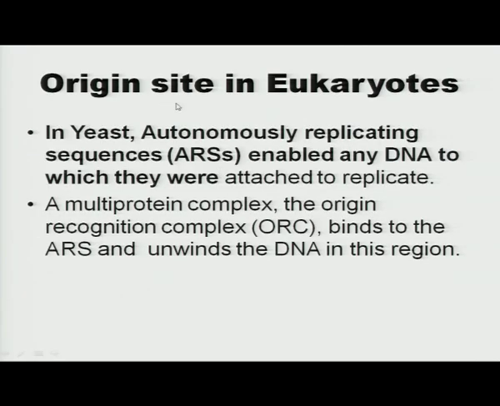So, origin site in eukaryotes, if we talk about yeast, they have autonomously replicating sequences, that is ARS, which enable the DNA to get replicated, and to these ARS sequences a multi-protein complex, that is origin recognition complex, binds and unwinds the DNA, and further the process will be the same as that of the prokaryotic DNA.